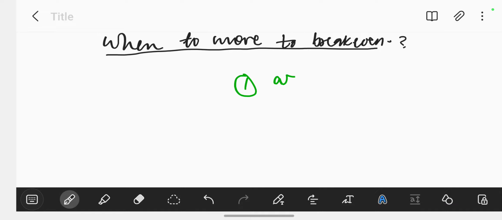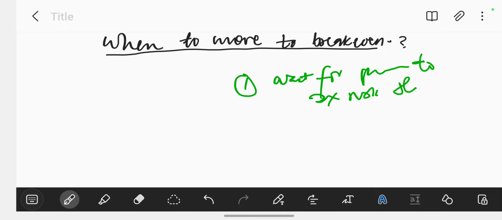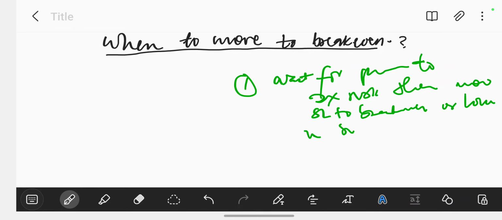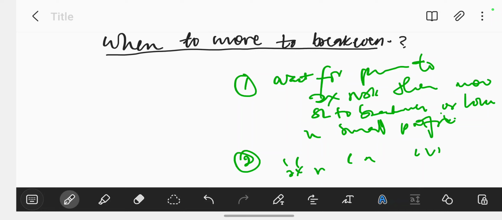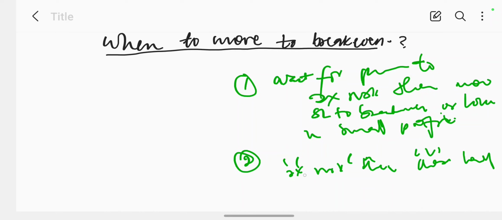Option 1 you have is what? Wait for price to move 2 times your risk, then move stop loss to break even or lock in small profit. That's option number 1. Option 2, you're still waiting for the price to move 2 times your risk, then close half position of your trade and leave stop loss right where it is. If you don't touch the stop loss, you just lose the half position.